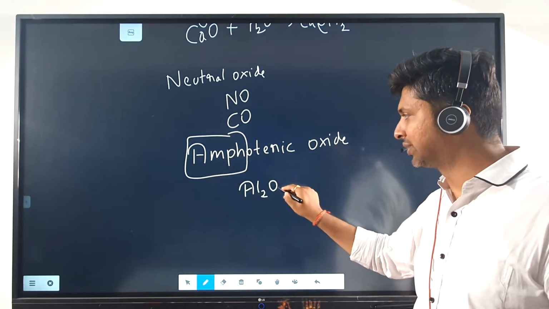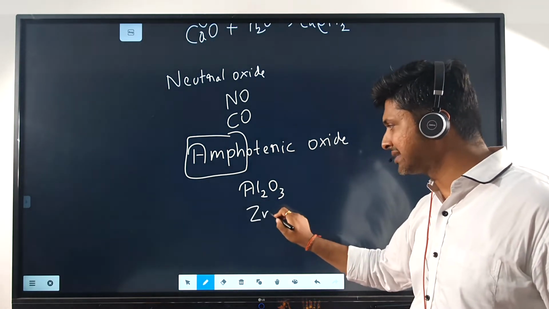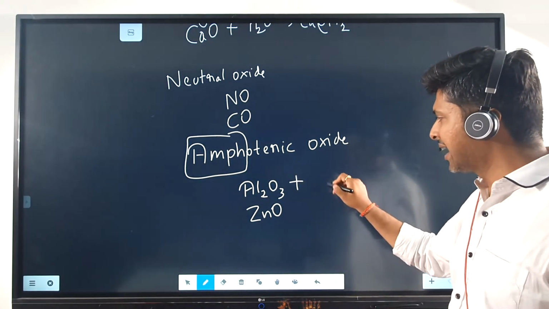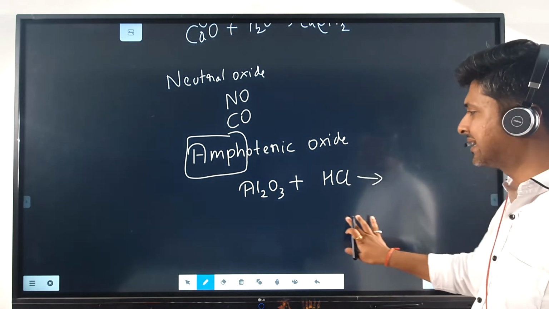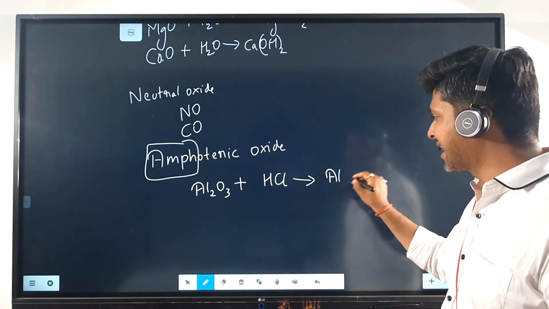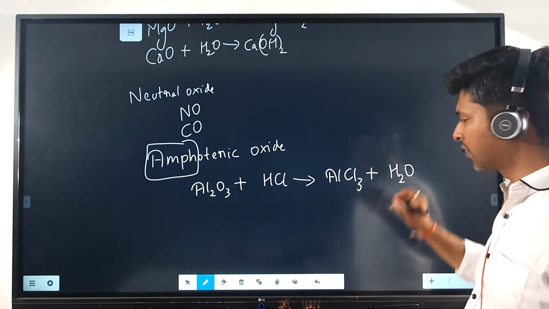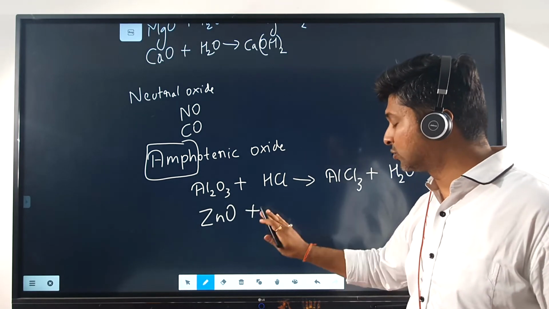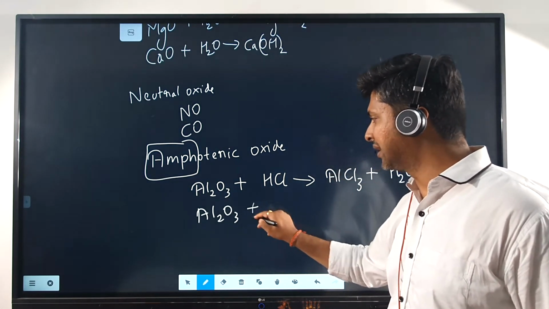Example is Al2O3. Along with Al2O3 we have zinc oxide. Zinc oxide is also an amphoteric oxide. These both oxides are amphoteric because Al2O3 can react with an acid, and as well as it can react with a base. So here you will get AlCl3 plus H2O. I've not balanced the equation. Then we'll do the reaction of Al2O3 with a base.